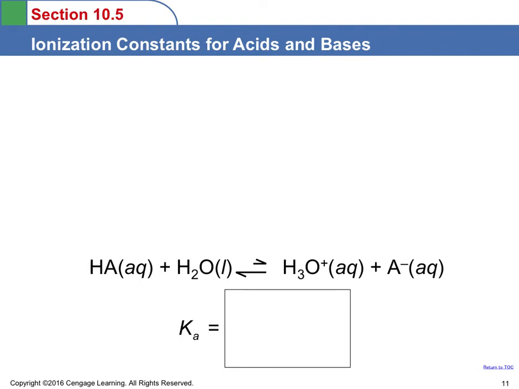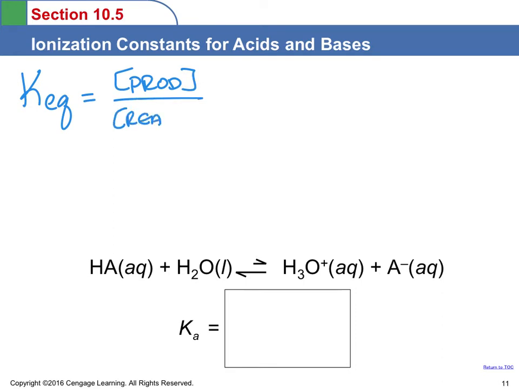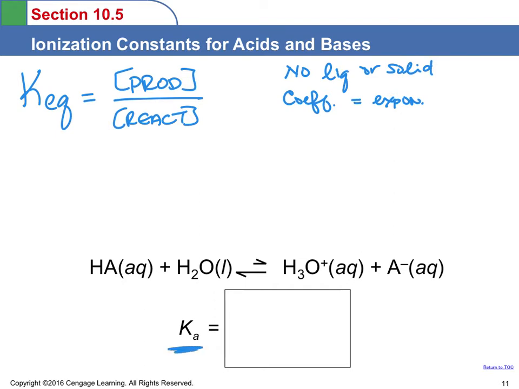We can represent acid and base strength using ionization constants. So KEQ, something we talked about back in chapter 9, was when we looked at equilibrium reactions and we put the concentration of the products over the concentration of the reactants. The other thing to keep in mind, we do not include liquids or solids. And then coefficients become exponents, if we have any. So we're going to do the exact same thing here, but now instead of KEQ, we have Ka. So this is the equilibrium constant for an acid.